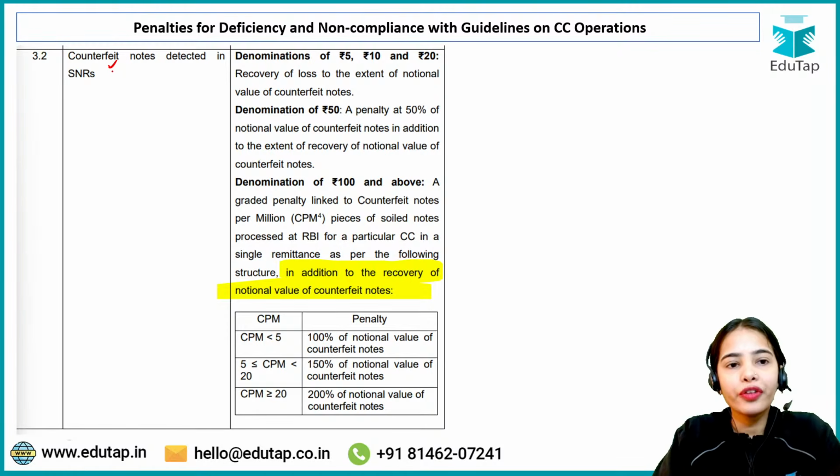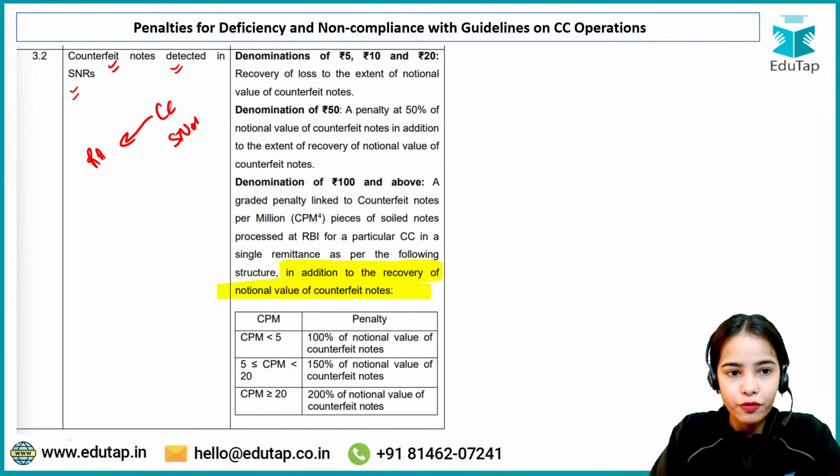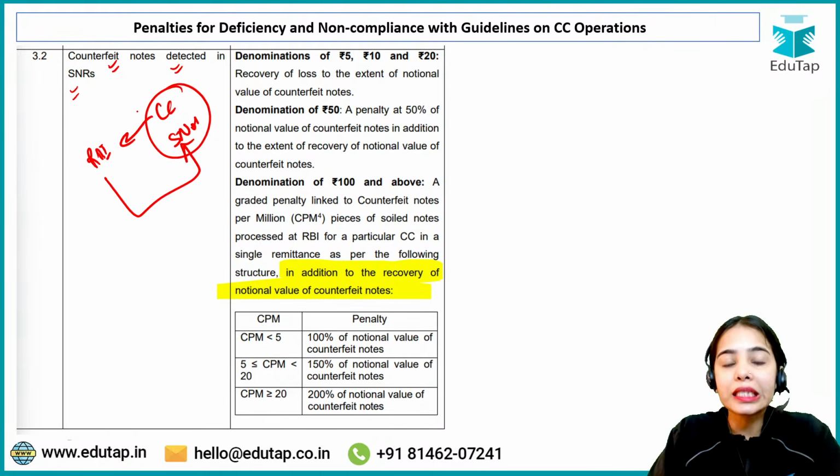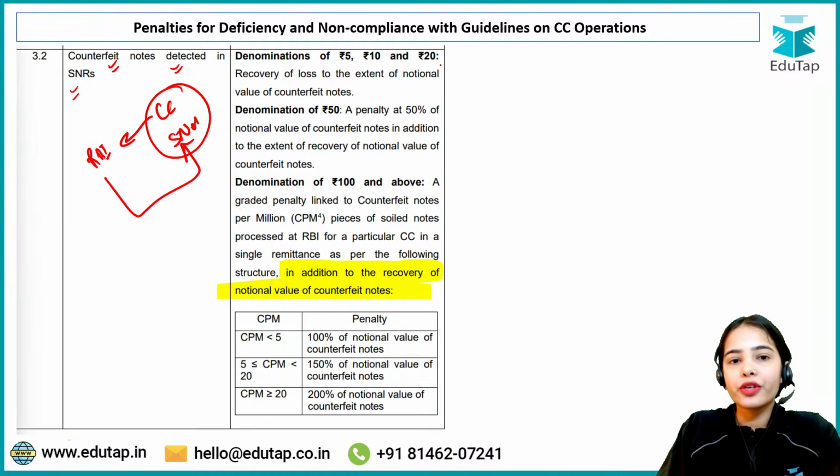Now next is counterfeit notes detected in soiled note remittances. That means currency chests are sending the soiled notes to the RBI for their replacement with clean notes, but it has been found that certain soiled notes are counterfeit fake notes. So if the counterfeit notes are in denomination of 5 rupees, 10 rupees, 20 rupees, then there is no penalty that is levied, only the loss is recovered.